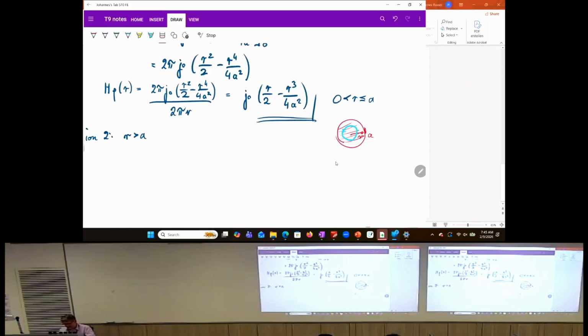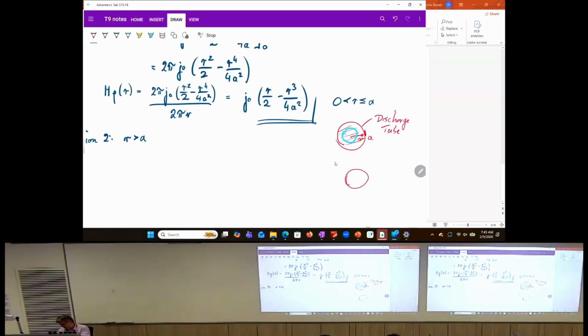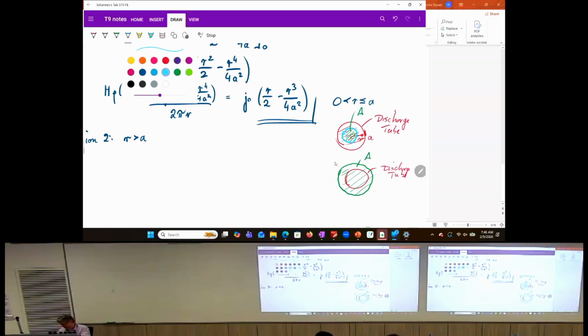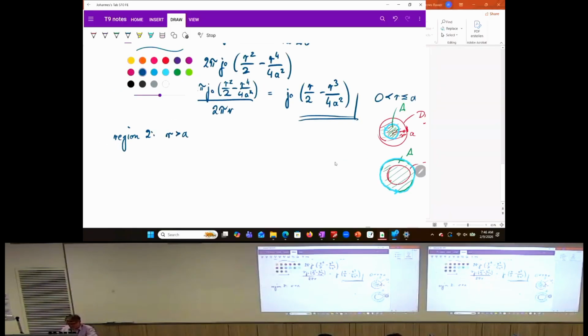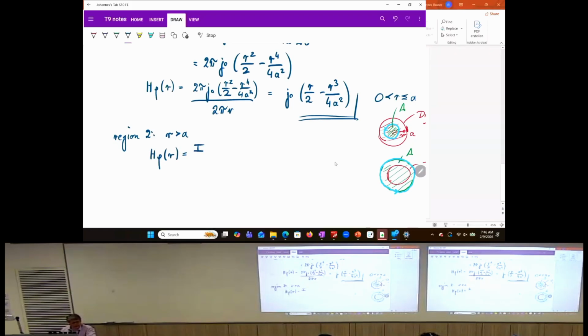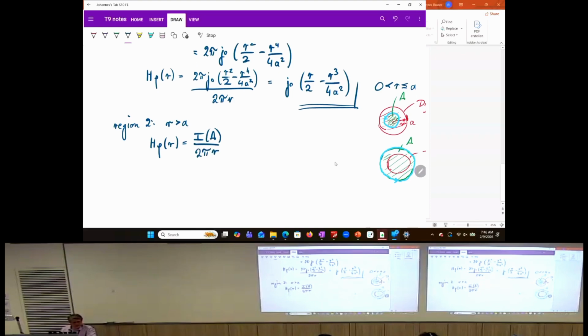But now in the second case, we have again our discharge tube. So here, this would be our control area A. And now we have a control area A here. And we assess the magnetic field here. So then we have the phi component of the H field again. A is the current as a function of the area, divided by 2 pi r. But now we see that we are outside of this discharge tube.